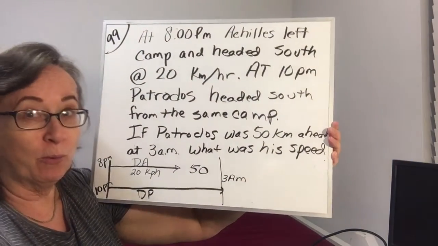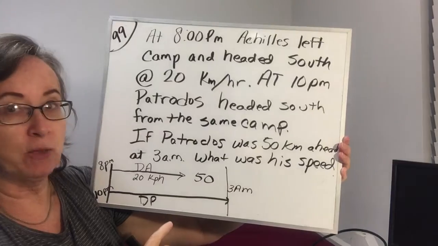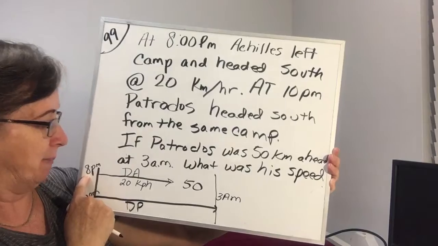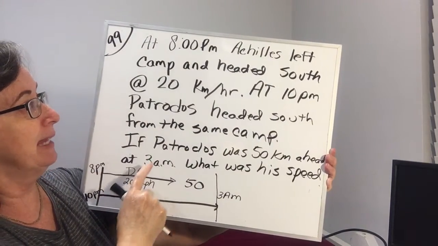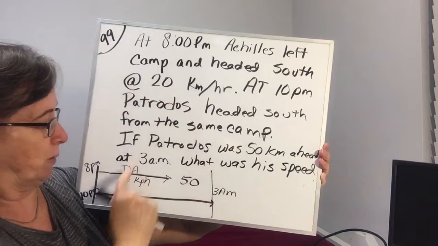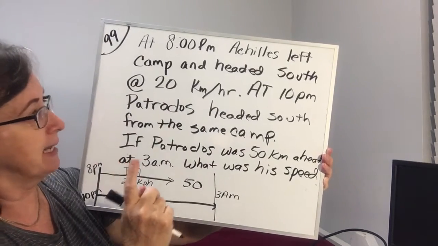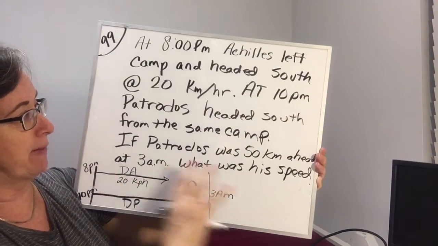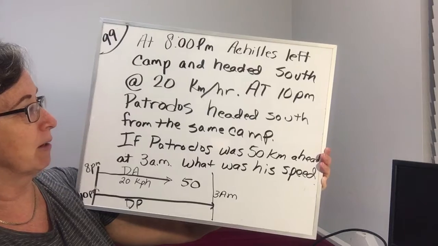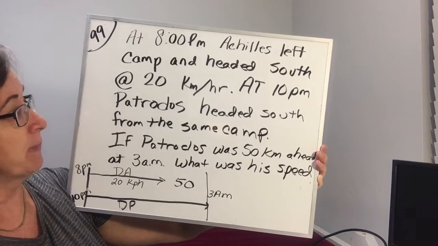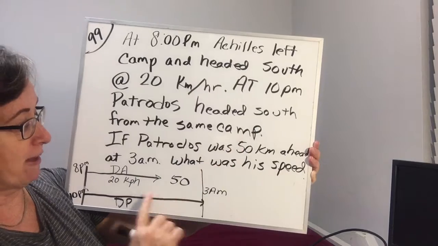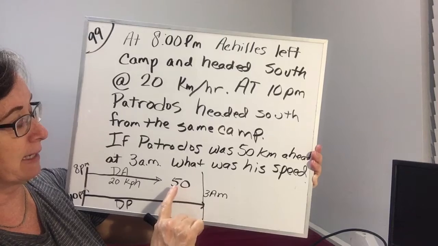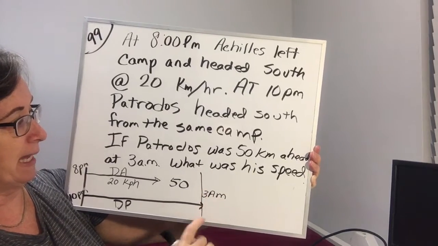All right, so here we have the same situation. Now they put some times in there. So Achilles left at 8 p.m., so I put 8 p.m. right there by Achilles. And then he was going 20 kilometers per hour. So we already know that. Then at 10 p.m., Patroclus headed south. So we're going to pretend this is south because I couldn't draw the arrows down very easily. I had too much writing. And then Patroclus was 50 kilometers ahead. So you see, this is Patroclus here, and he's 50 kilometers ahead at 3 a.m.